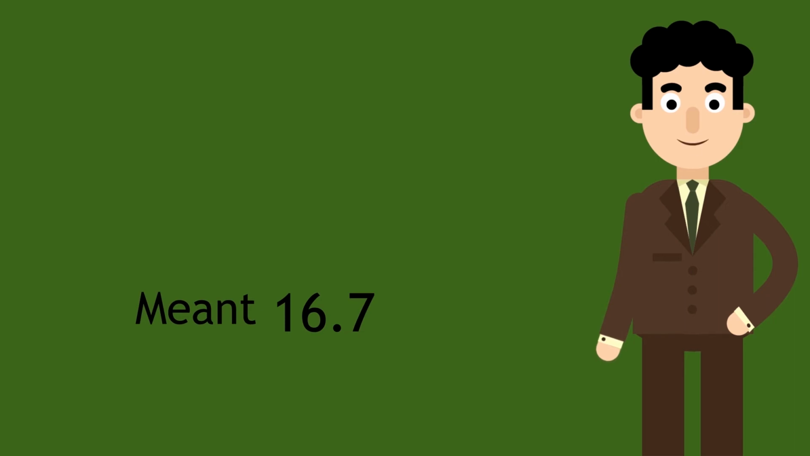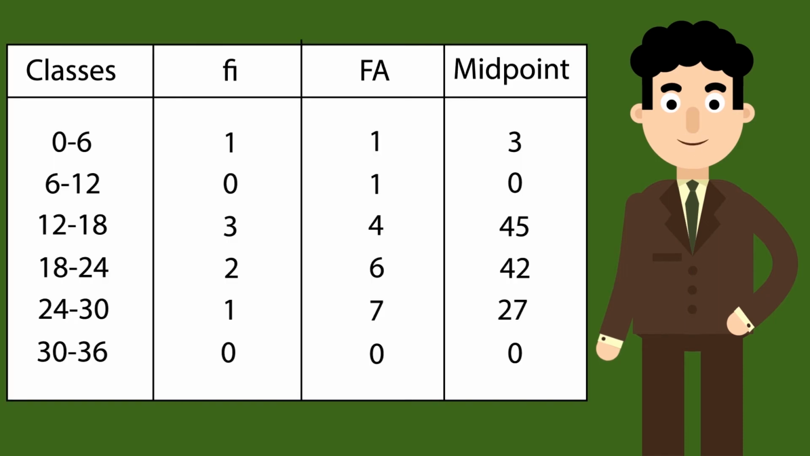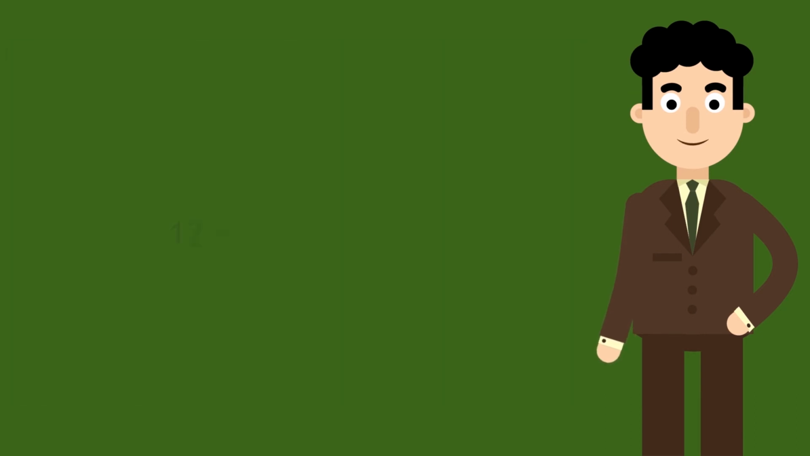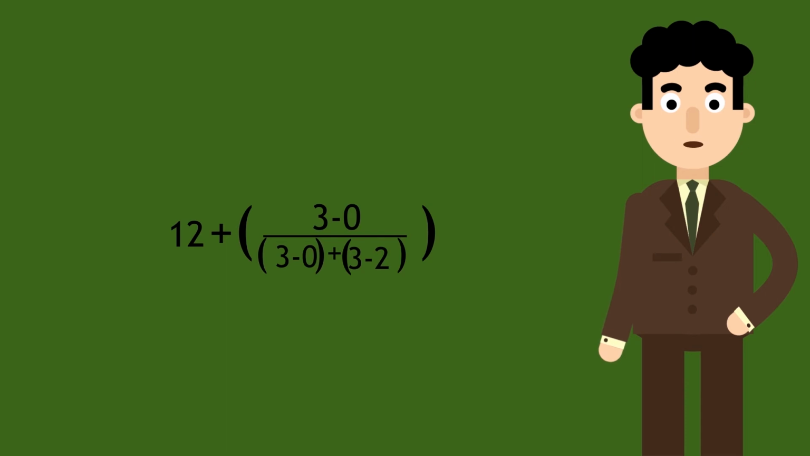For the mode, we are going to locate the lower boundary of the modal class. In this case, it is 12. So we are going to use that formula. We write 12 plus, and we open brackets. Inside the brackets, we put 3 minus 0, divided by 3 minus 0 plus 3 minus 2. All that multiplied by 6. We are going to do all the operations to get the result.